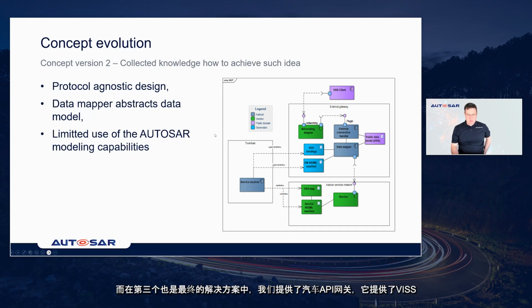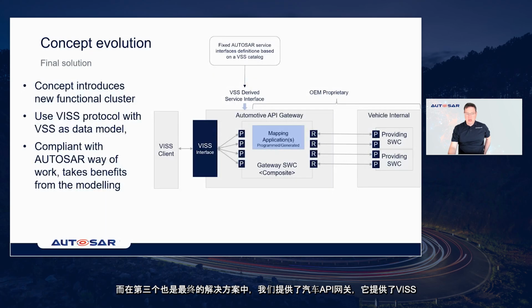And in the third and final solution, we provide the Automotive API Gateway, which provides VISS communications and performs internal mapping between the VSS derived service interface, similar to version 1, and finally the existing services. It is a much more monolithic approach, but as we will see in a moment, compliant with AutoSAR modeling.